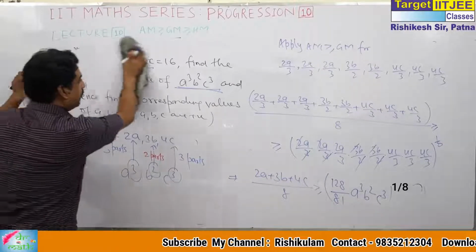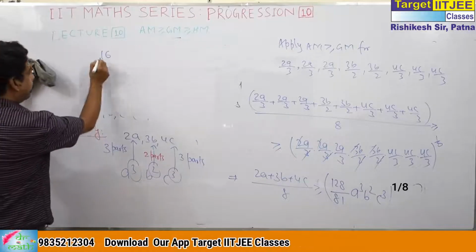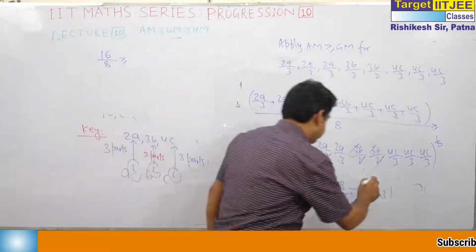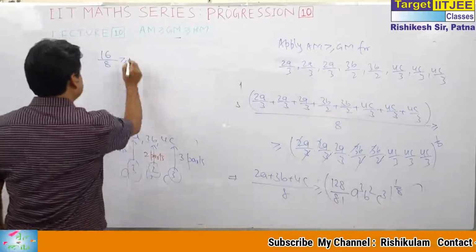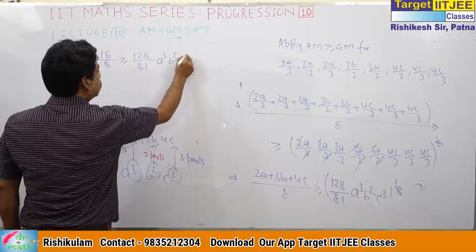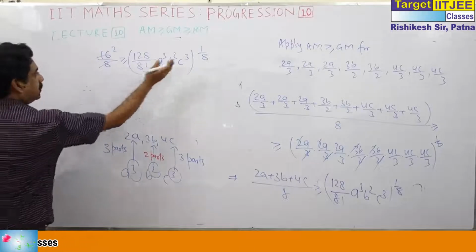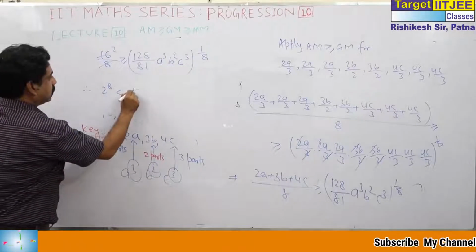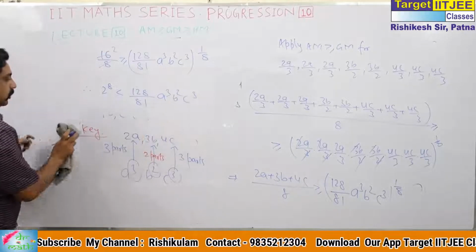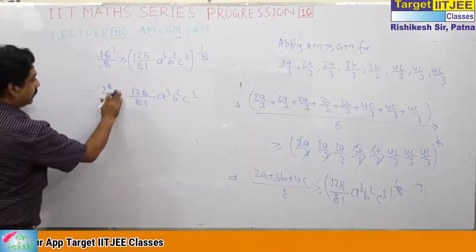Now this is what? 16. So this is 16 divided by 8. This is 16 is greater than or equal to the power 1 by 8 of 128 by 81 a cube b square c cube. The power 1 by 8 is cancelled, so shift this power here. 2 to the power 8 is less than 128 by 81 a cube b square c cube. 2 to the power 8 is 256.